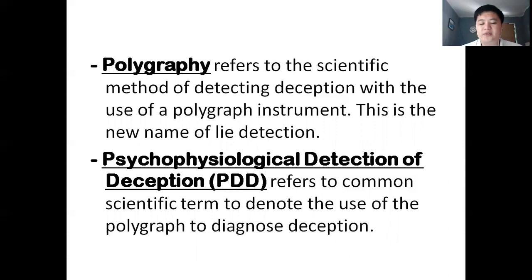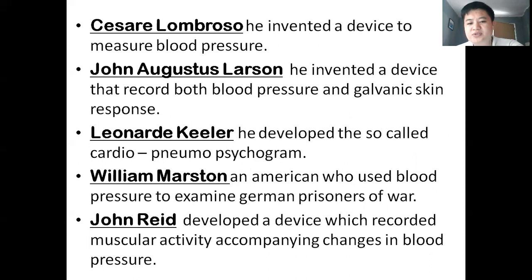For notable persons who have major contributions to the science of polygraphy, we have Cesar Lombroso. He invented in 1895 a device to measure changes in blood pressure for police cases. We have John Larson, a medical student at the University of California at Berkeley, who invented the polygraph in 1921. The device recorded both blood pressure and galvanic skin response. Further work on this device was done by Leonard Keeler.